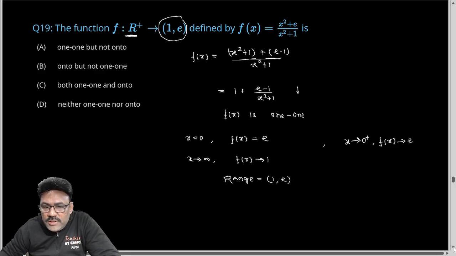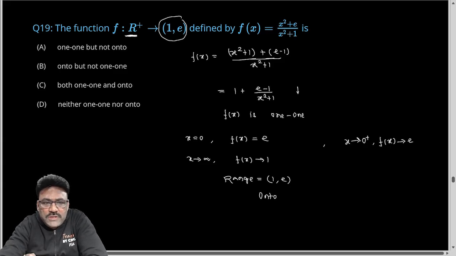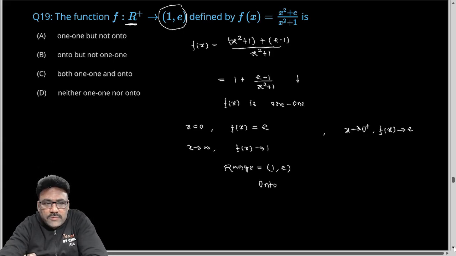So the range and codomain are the same, which means it is an onto function. So the function is both one-one and onto. Both one-one and onto means option C is the correct option here, right?